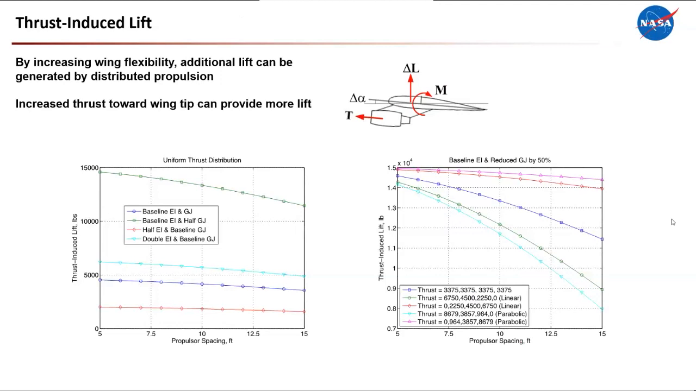It's also interesting to note that the way we apply the thrust can change the lift we get. In other words, we can get more lift, for example, by increasing thrust toward the wingtip, which makes sense because if you make the thrust more concentrated at the wingtip, then the wing is more flexible at the tip than at the root, so it can be more easily twisted at the tip. If you can twist the wing at the tip, then you can generate more lift. That's why you get more lift by increasing thrust toward the tip.